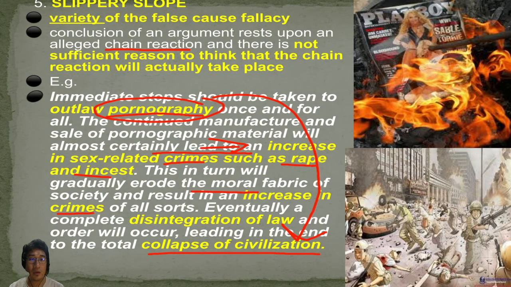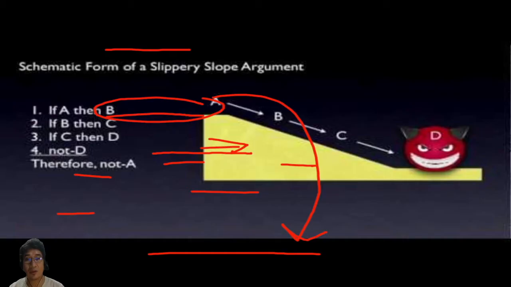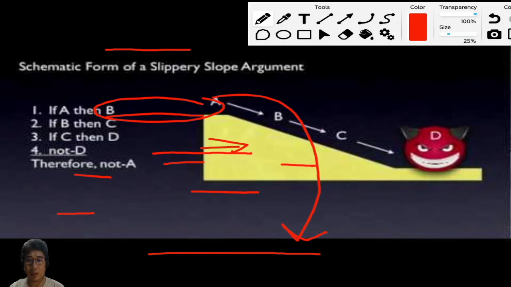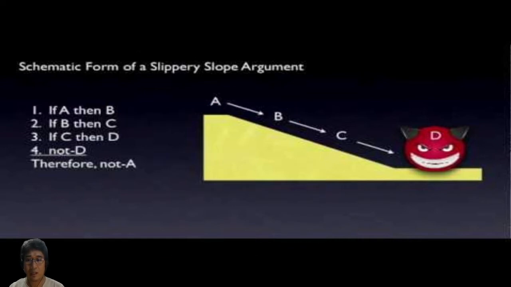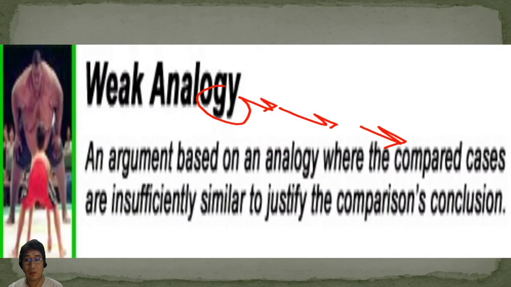Medyo may pagka-strawman, pero kasi sa strawman, hindi pinapakita yung series of events. Okay, sa false cause, mali yung effect dun sa binigay na cause. So again, this is another illustration for the false cause fallacy. If A, then B, may series of events there, then B, then C, and then D. That's your slippery slope illustration. So next tayo is weak analogy.